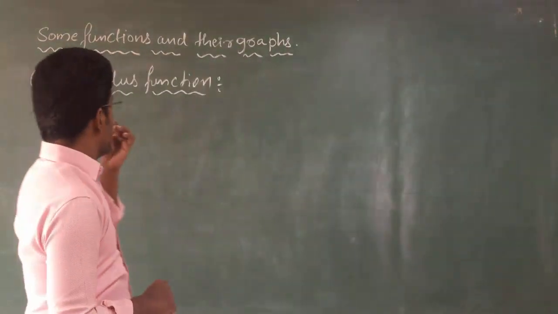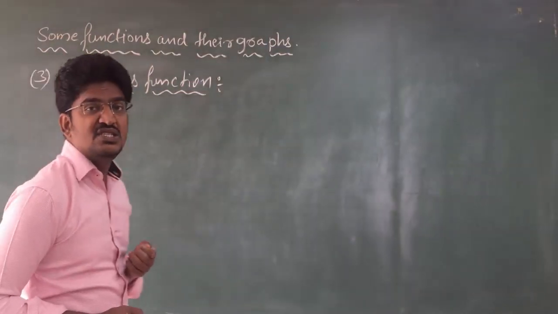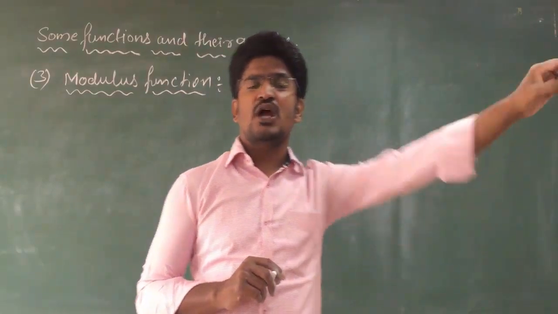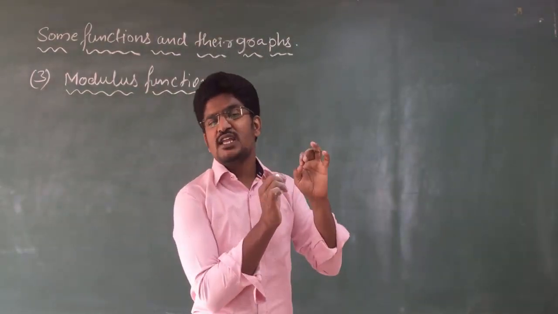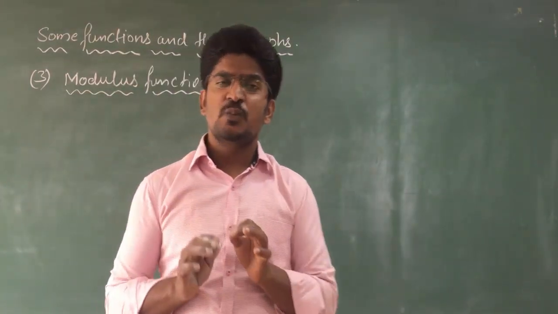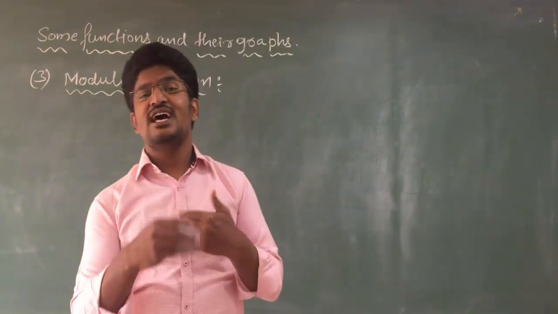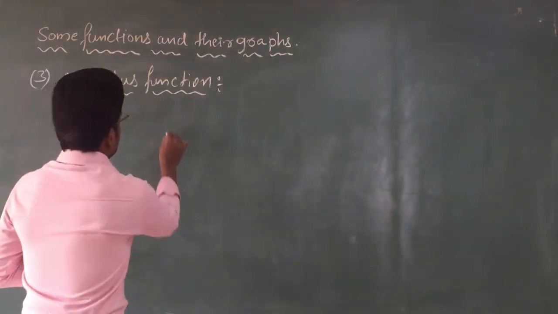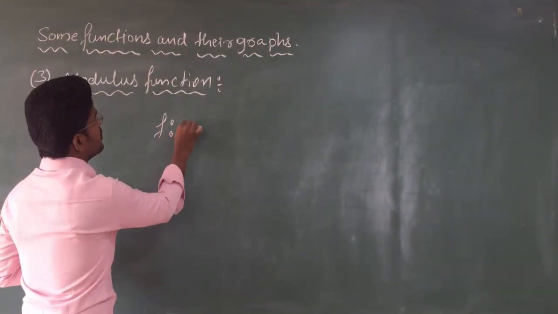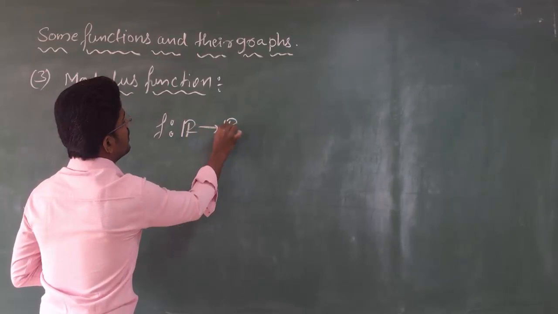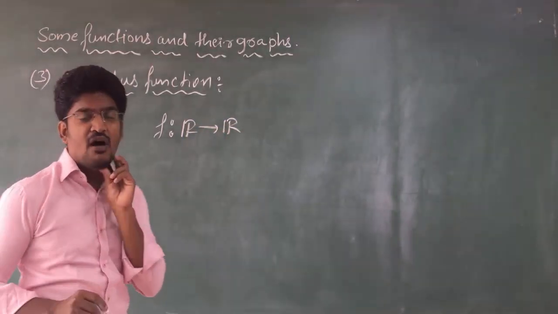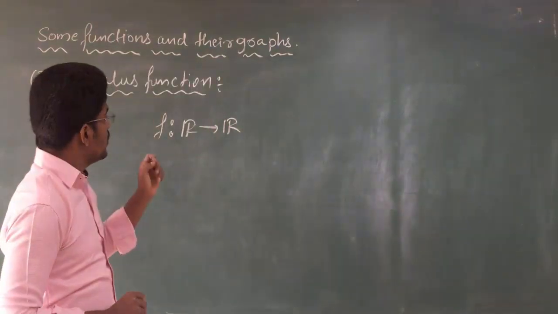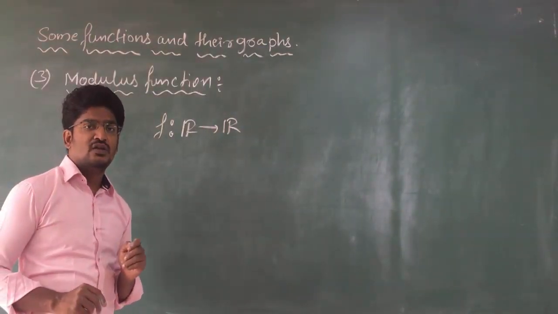Okay. So modulus function means it's again a positive function. That means your outputs will always remain positive. Your inputs may be negative as well as positive. Then what it means, see here. Here what we defined, let f be a function from R to R. That means domain is real number set, codomain is real number set. Are you clear?